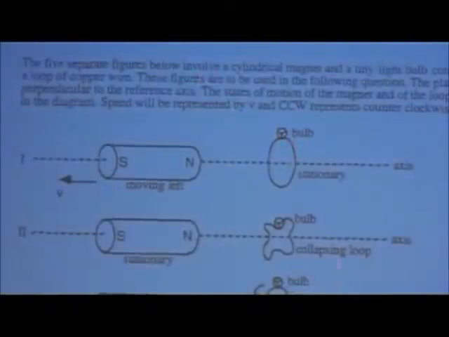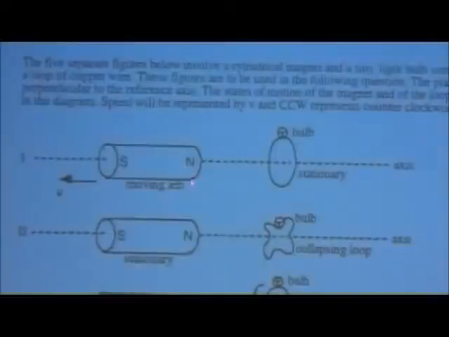The plane of the wire loop is perpendicular to the reference axis. The states of motion of the magnet and of the loop are indicated. The speed will be represented by V, and CCW means counterclockwise. So for example, in the first case, the magnet is moving away from this coil. Here is the coil and this is the light bulb which has some resistance, so it will light up because of the power dissipation I squared times R. We are assuming it's an ohmic material.